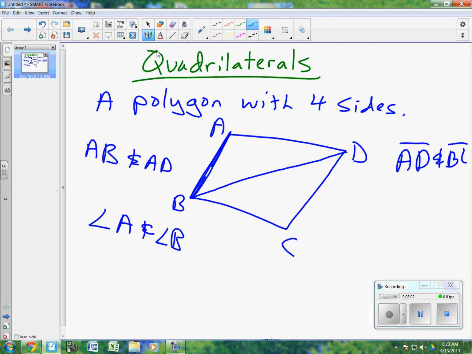There's one more in this one. What is it? AC. AC is a diagonal, okay? Non-consecutive vertices. Look, if I connected consecutive vertices, like D to C, why is D to C not a diagonal? Yeah, there's already a line there. It's a side, right? It's got to be non-consecutive.